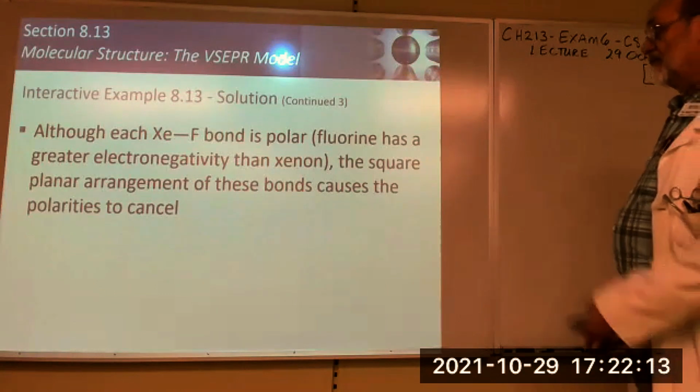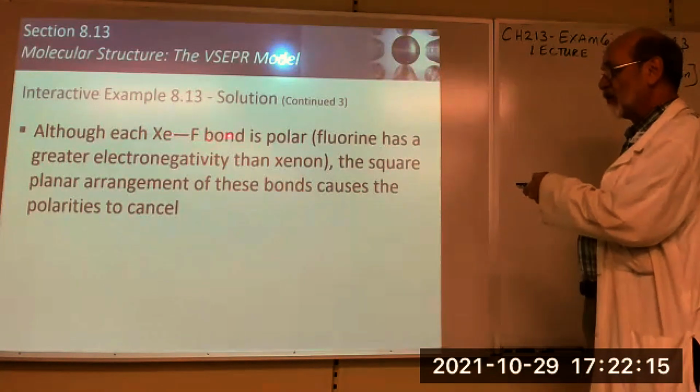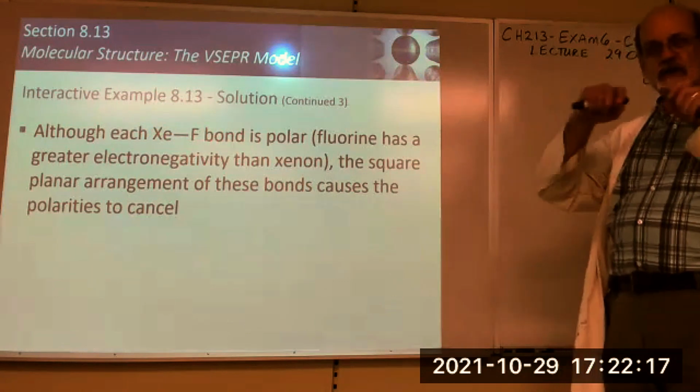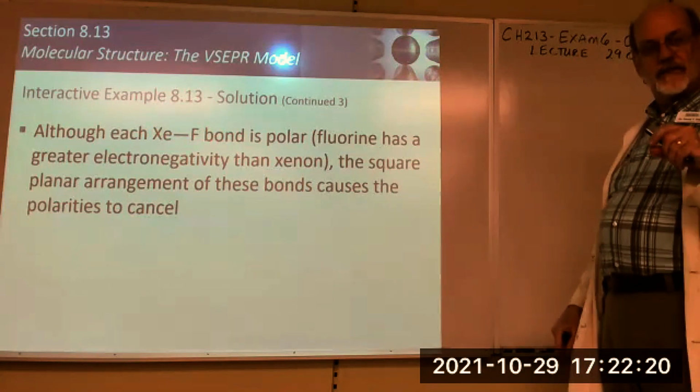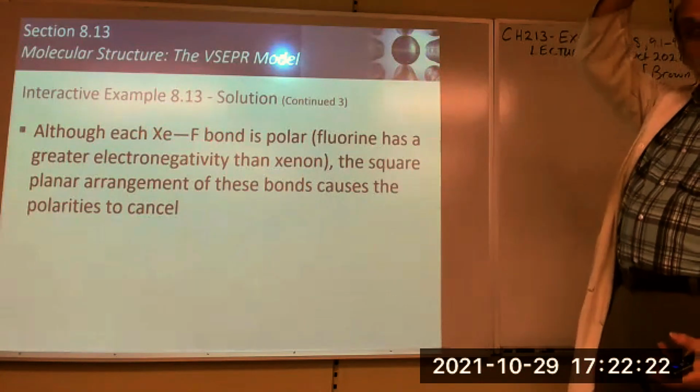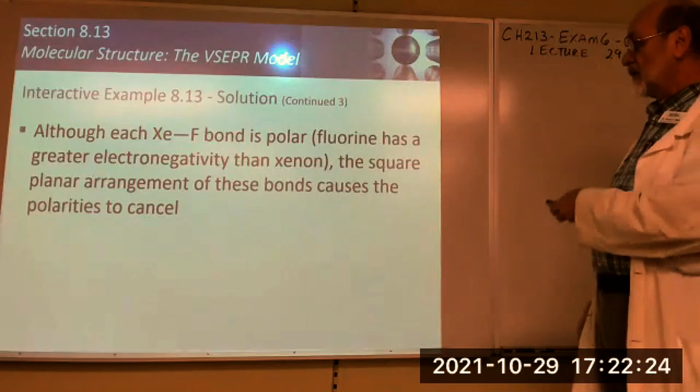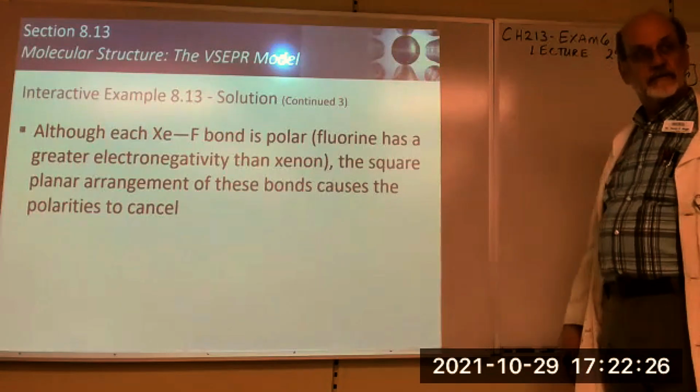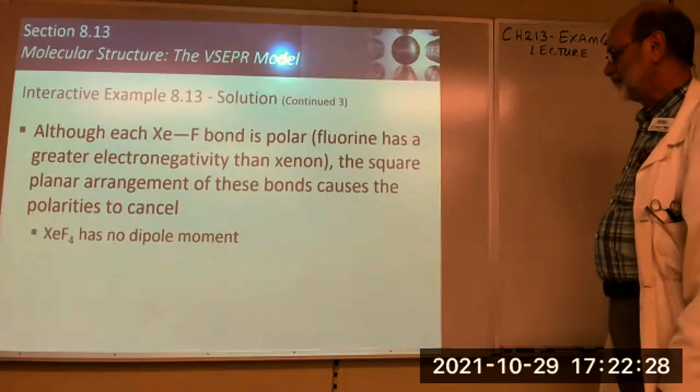And these may be polar bonds, but they're all equally spaced. And plus the lone pairs are out here canceling each other. So this molecule is nonpolar. No doubt.